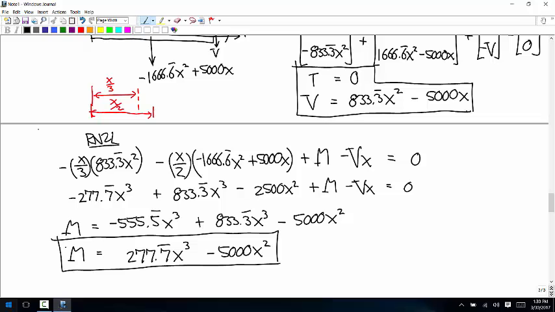$2,500 x squared. Oh, yes, you're right. Plus 2,500 x squared. And so this is minus 2,500.